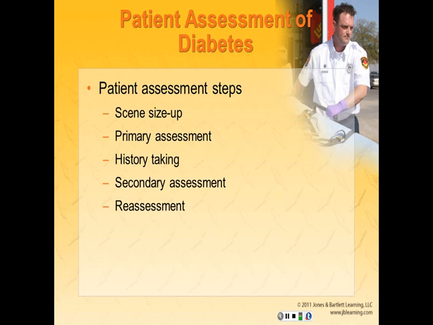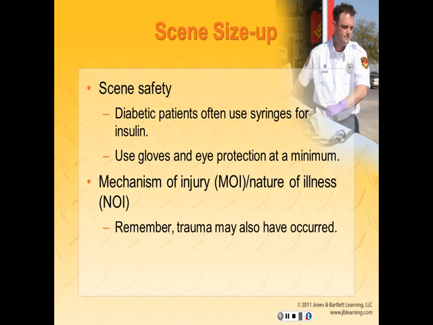Diabetic patient assessment. We follow the same steps like anything else. Perform a scene size-up, perform a primary assessment, take a history, perform a secondary assessment, and then reassess our patient. Scene safety. Diabetic patients often use syringes for insulin, so you need to be careful of the presence of syringes and make sure that you use proper precautions.